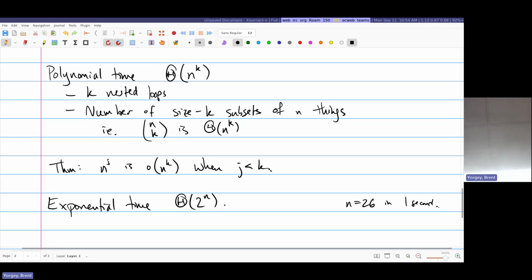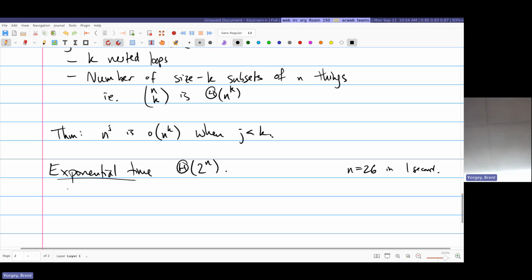You definitely can't, if you have 100 things or 1,000 things, forget it. 2 to the 1,000 is very, very large. If you tried to run a 2 to the n algorithm on 1,000 things, you would die before it finished, right? The universe might die before it finished, actually.